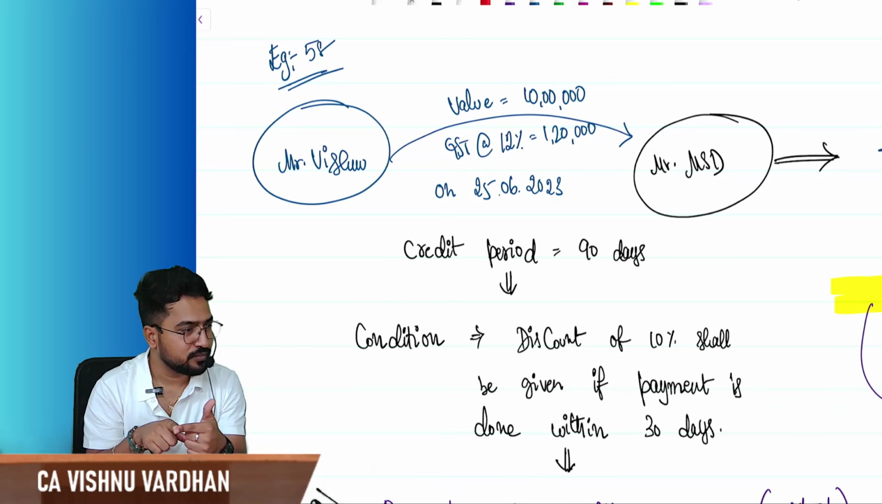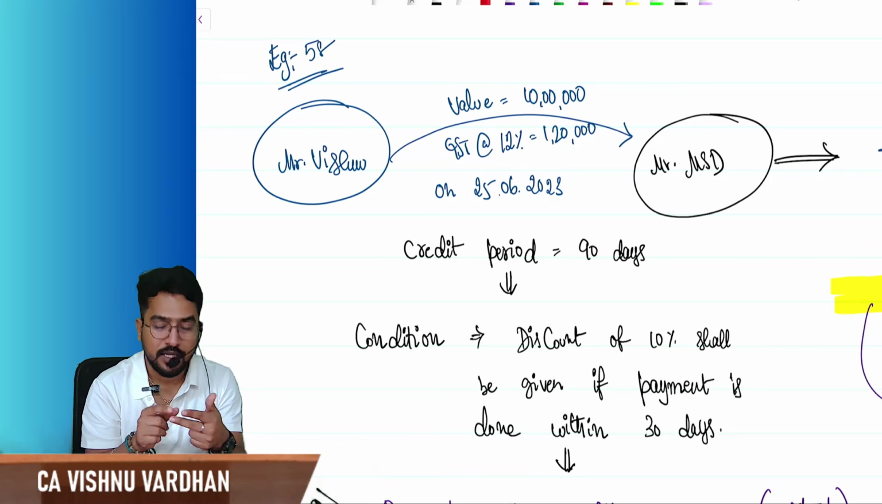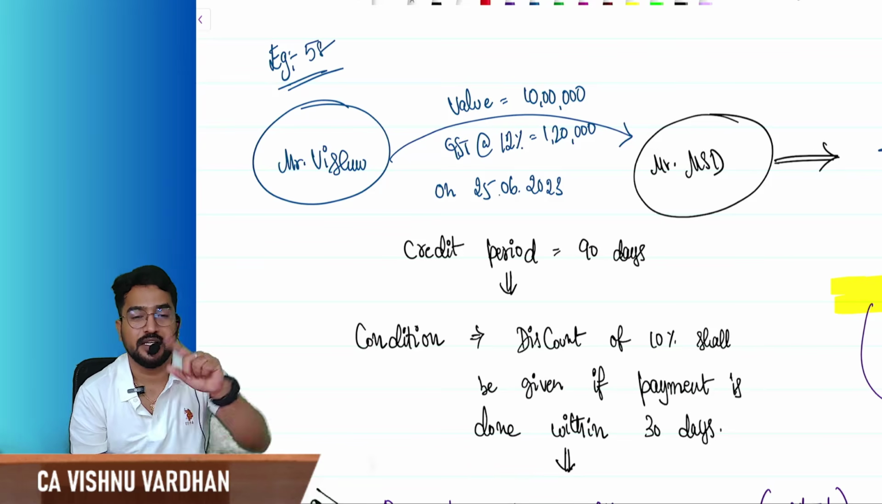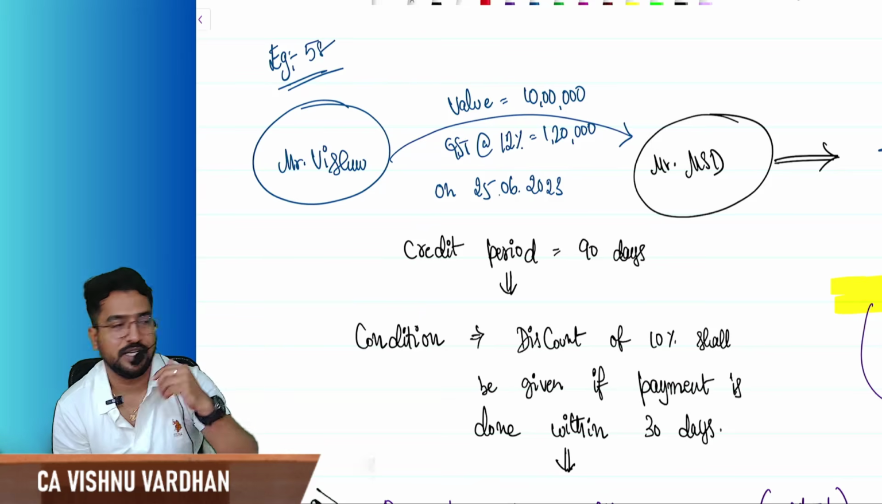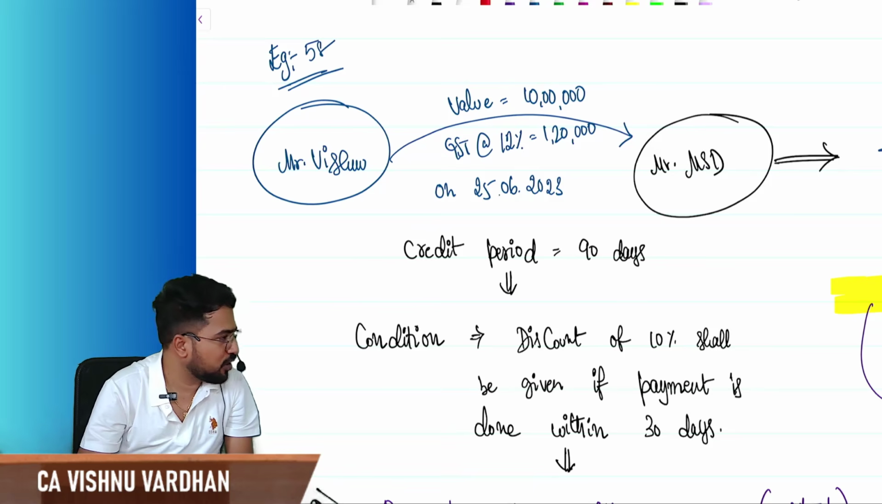But two, it should be linked to an invoice. Is this linked to an invoice here? Yes. Number 3, this is the important condition. MSD should reverse proportionate ITC. MSD should reverse what now? Proportionate ITC.